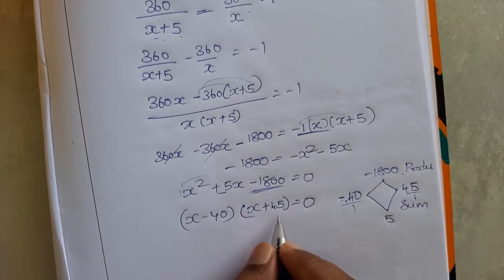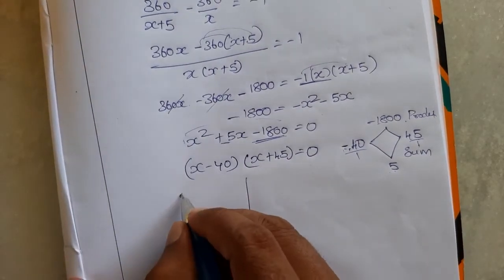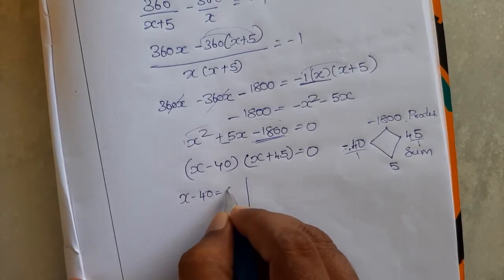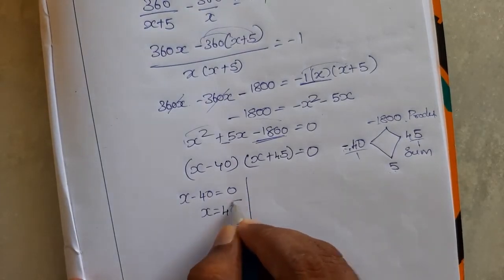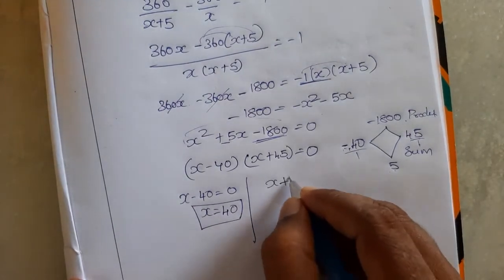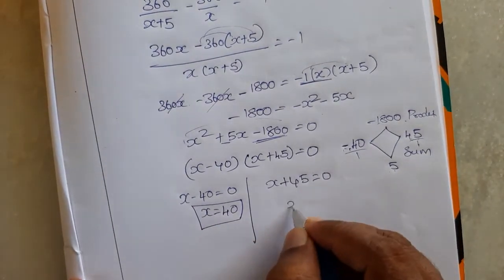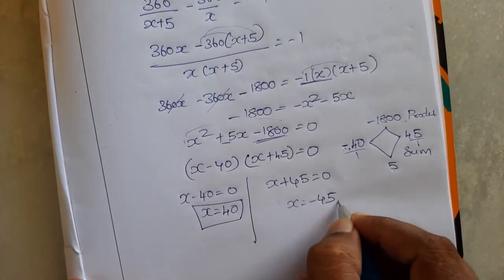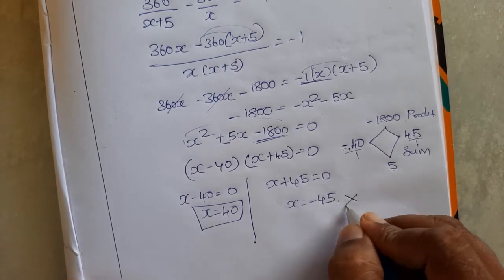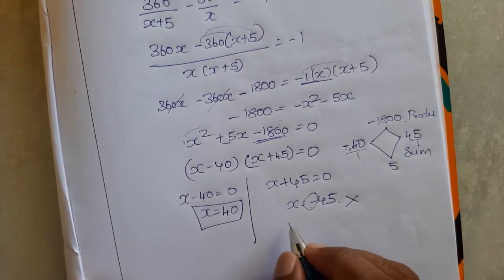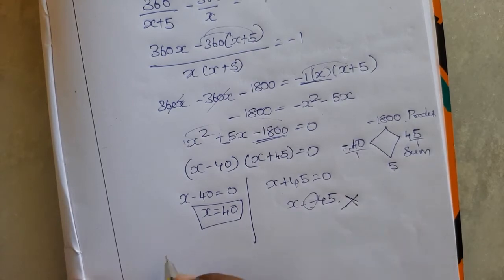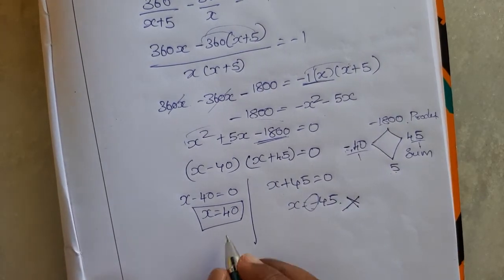Either this will be equal to 0 or this will be equal to 0. So x minus 40 is equal to 0, then x is equal to 40. Here if x plus 45 is equal to 0, then x is equal to minus 45. But this cannot be, right? The speed can't be negative. So we will neglect this. So the speed of the train is 40 km.